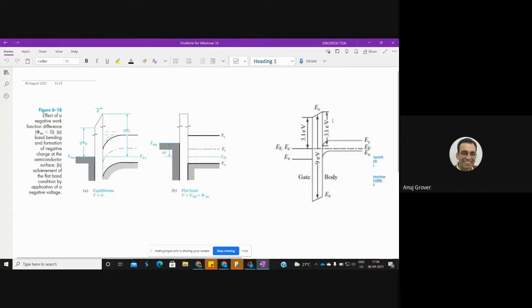Does it help, Teja? Actually, some doubt is coming, sir. Let's take electron affinity as from the conduction band to infinity. From here also it will be infinite, from here also infinite. Here only band bending is going to happen, so it will be somewhat less than infinite.